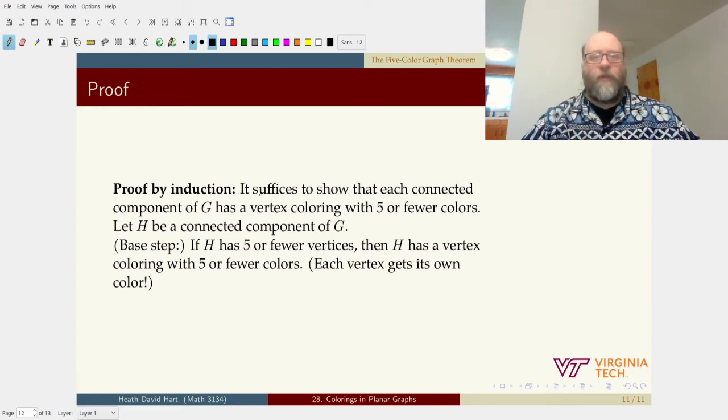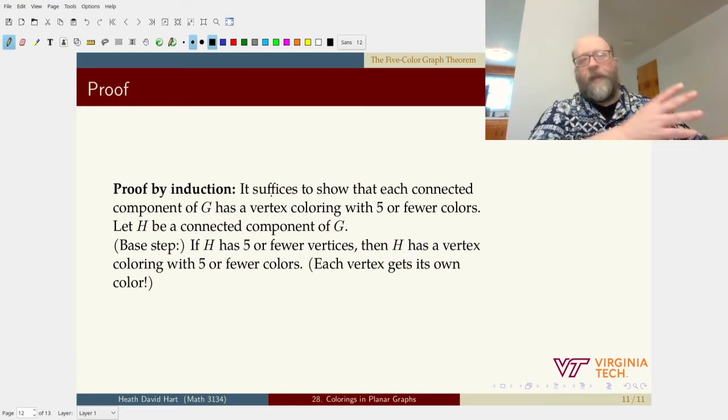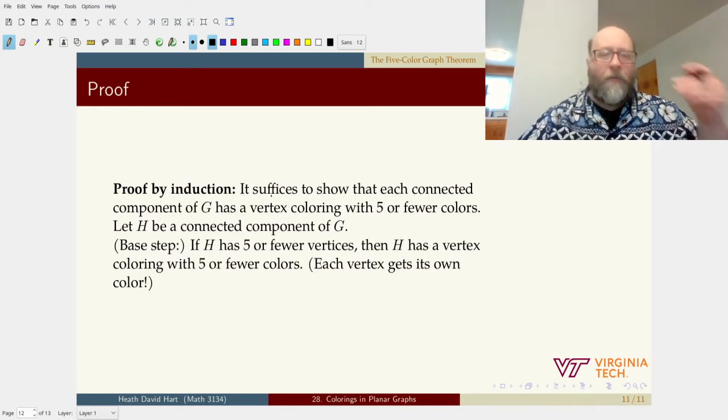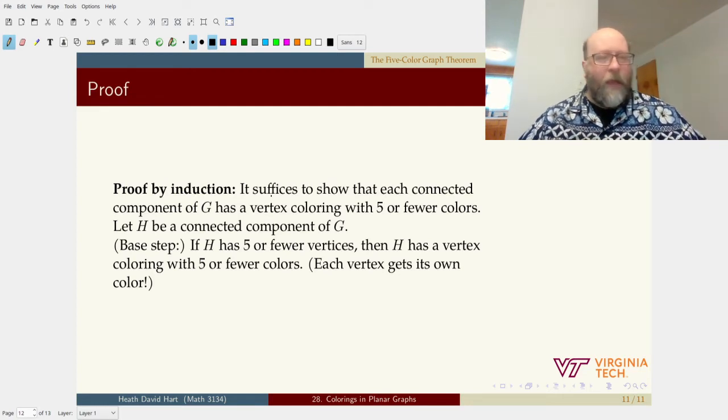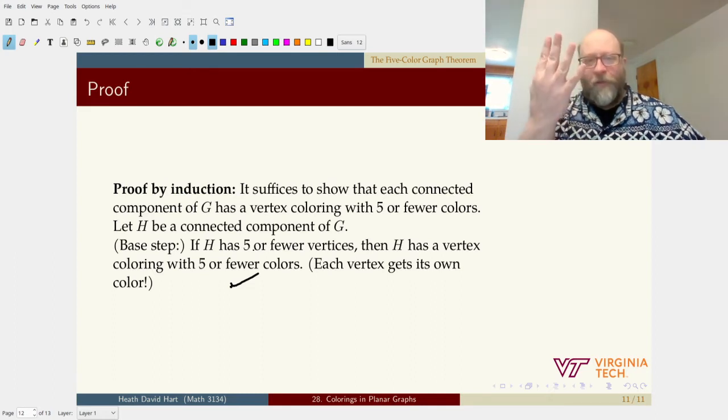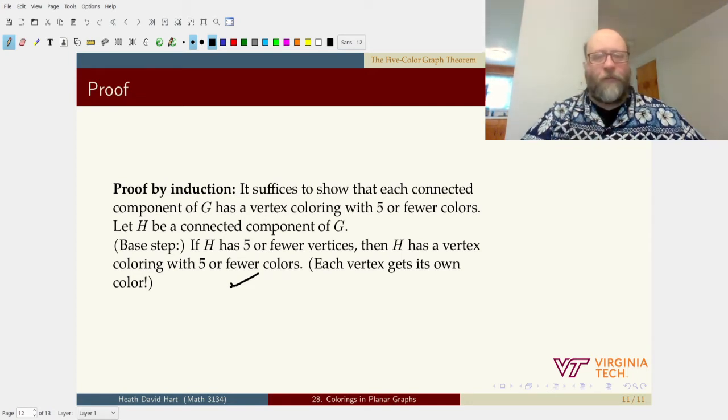Proof by induction, it suffices to show that every connected component has a vertex coloring with 5 or fewer colors, because any disconnected part, we can just restart the coloring process. So let's just say we have a connected graph. If H has 5 vertices or fewer, then we can just give each vertex its own color and we're done. So that's our base step. If H has 1 vertex or 2 vertices or 3 vertices or 4 vertices or 5 vertices, we just give every vertex its own color and we use 5 colors or less.